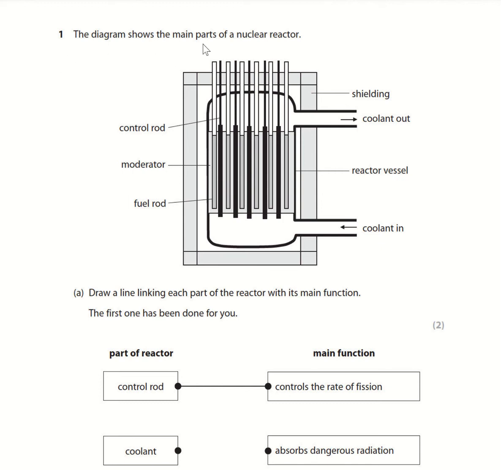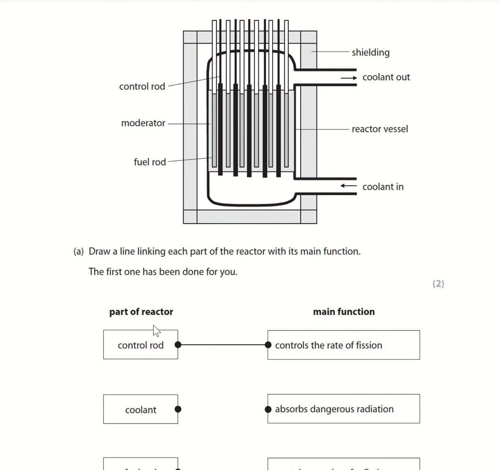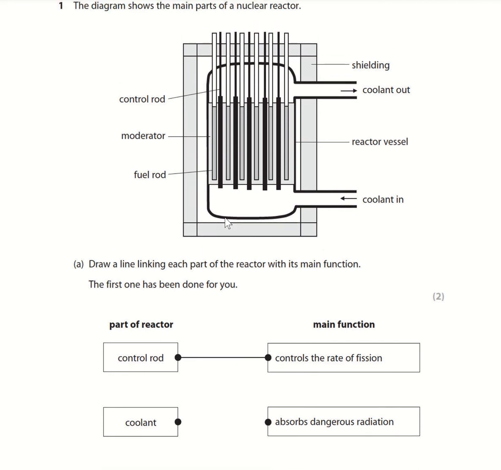The diagram shows the main parts of a nuclear reactor. This is the diagram, and we have to match each part of the reactor with its main function. So the control rod is already done. It controls the rate of fusion. Control rod, this is the control rod. The coolant out, the coolant in, reactor vessel, shielding, fuel rods, control rods, fuel rods, moderator.